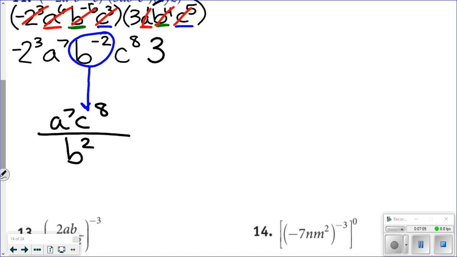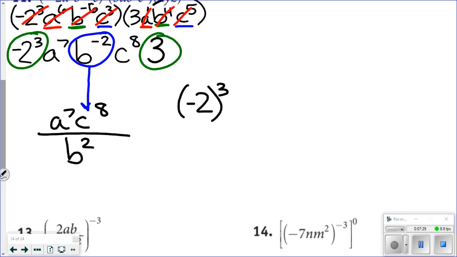Now, I'm going to show you what we're going to do with this 3 times negative 2 cubed. These are two different numbers, and this is a multiplication problem, so I want you to multiply them. So on your calculator, type in negative 2 cubed times 3.